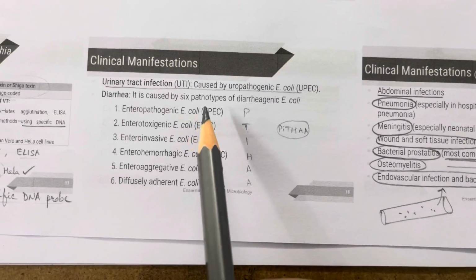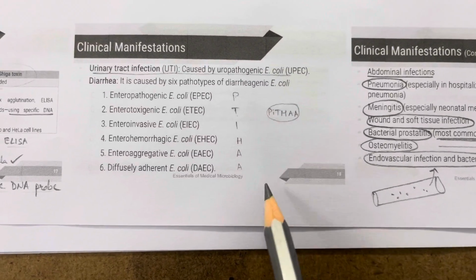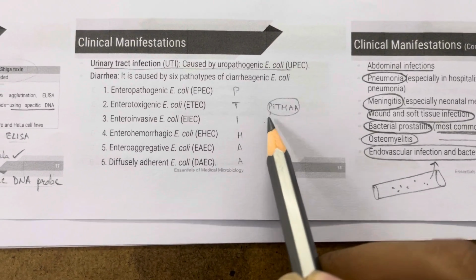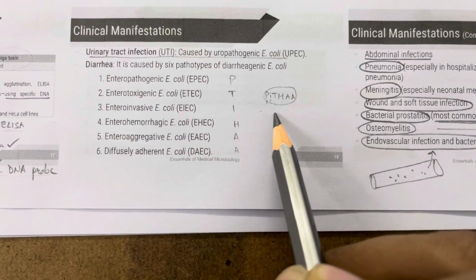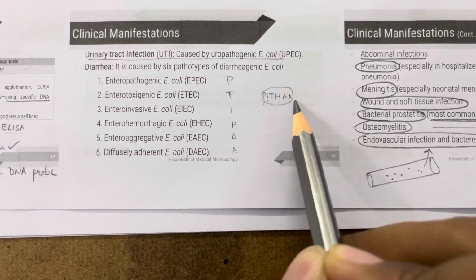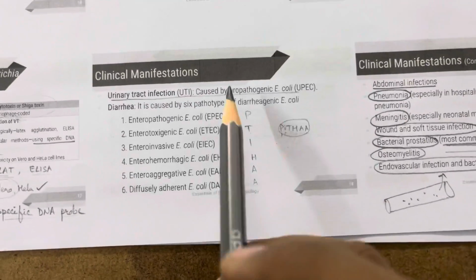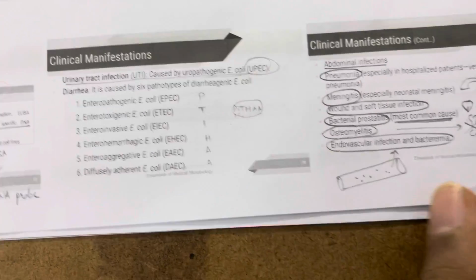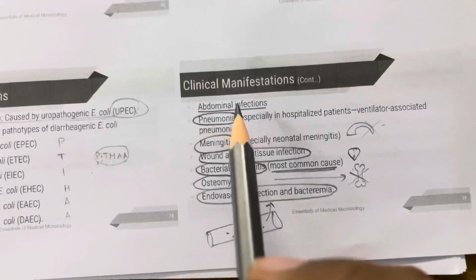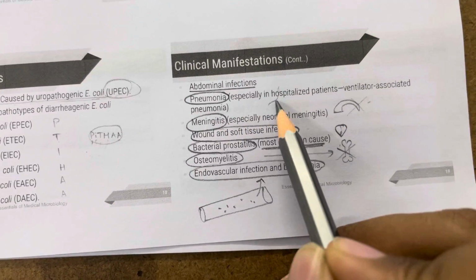So clinical manifestations, basically remember 6 types, right? Enteropathogenic, enteroinvasive, enterotoxigenic, enterohemorrhagic, diffusely adherent and enteroaggregative. Urinary tract infections are caused by uropathogenic E. coli, which are UPEC. So what are the clinical manifestations? Basically abdominal infections, then pneumonia. Okay, lungs can be infected.